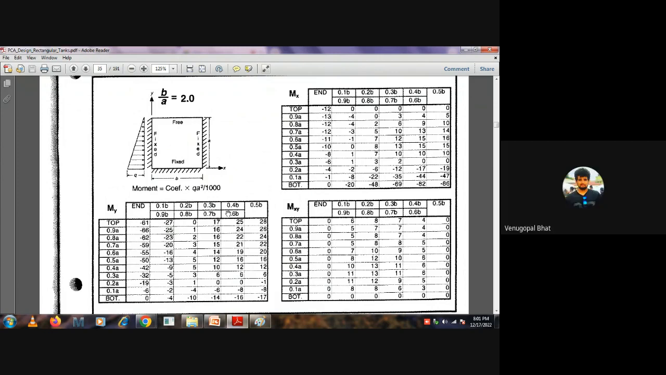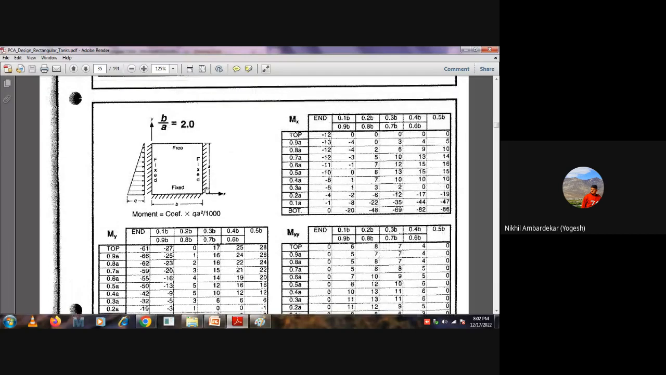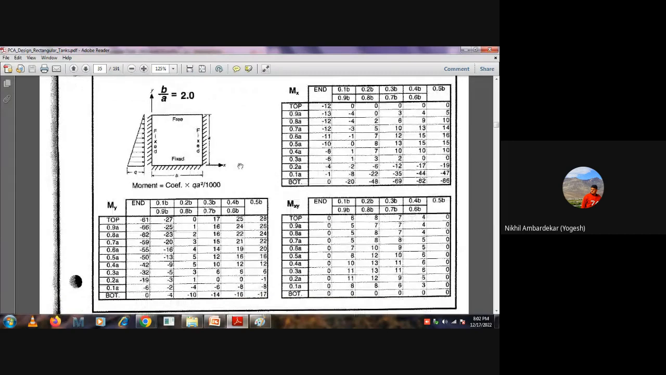Can this method be used for some RCC buildings? RCC building, yes, up to some extent. Like if you want to design a slab, any slab. The PCA tables do not mention that this is only for water tanks. It is a wall panel, maybe this is a slab also. So you can consider this as a slab fixed at 3 sides, and maybe you can apply.